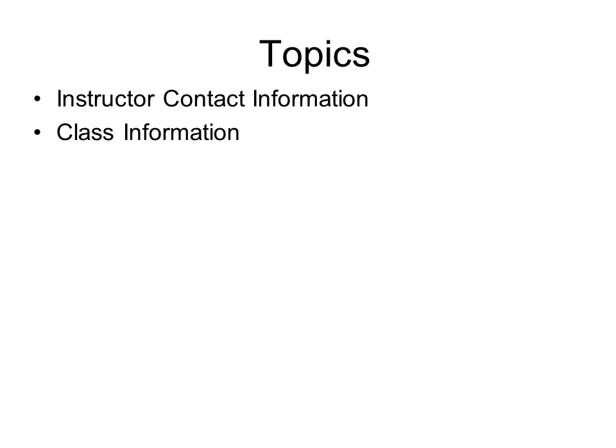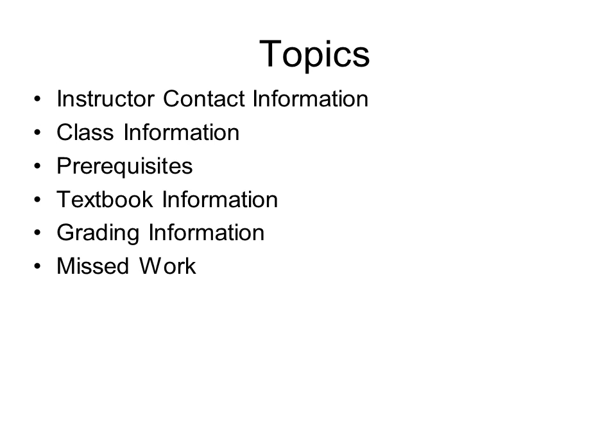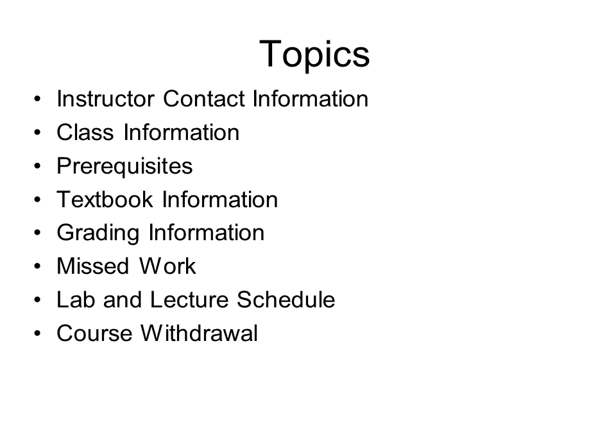I will discuss the following topics in the screencast. I'm going to discuss my contact information and my office hours, talk a little bit about when the class meets, how long it meets. Then we'll talk briefly about the prerequisites for the course. Then we'll discuss the textbook and lab manual that I require for the course. We're going to talk about how you will be evaluated, grading information. Talk about the policies of missing work. We'll talk about the lab and lecture schedule for the semester. I will briefly talk about how you go about withdrawing from a course.